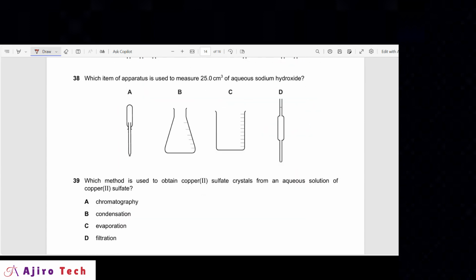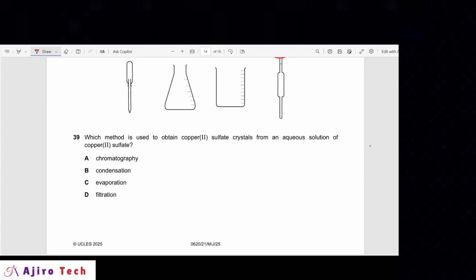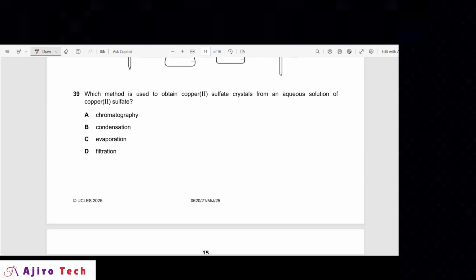Question 38. I'm going to measure 25 centimeter cube of aqueous sodium hydroxide. Of course, you need a volumetric pipette for that. Exact volume. Which method is used to obtain copper 2 sulfate crystals from an aqueous solution of copper 2 sulfate? Okay, so evaporation. Okay, it's a solution. So by the time you evaporate the solution to the point of crystallization, you should obtain crystals of that.